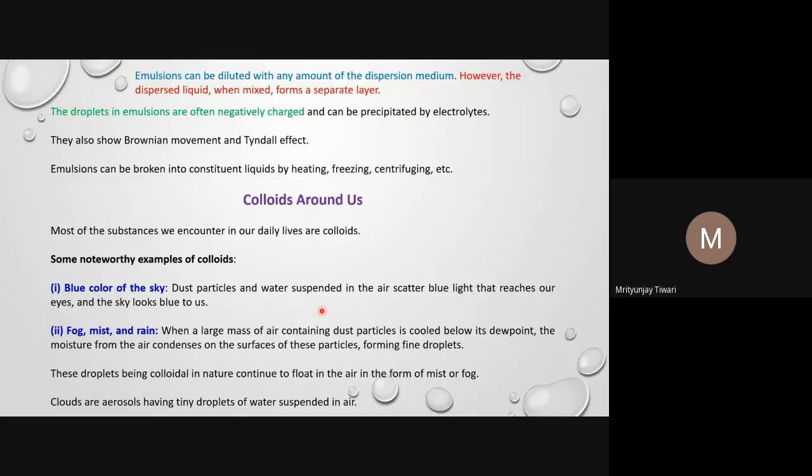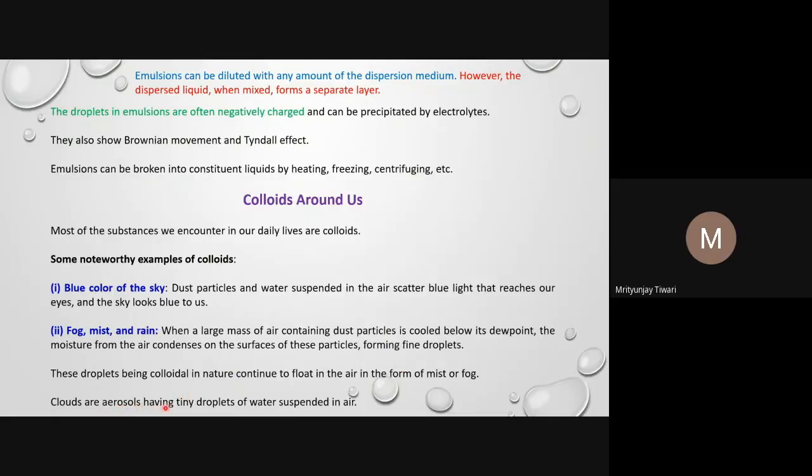Fog, mist, and rain are also colloidal particles. When a large mass of air containing dust particles is cooled below its dew point, the moisture from the air condenses on the surface of these particles, forming fine droplets. This is the mechanism for the formation of fog or mist. These droplets, being colloidal in nature, continue to float in air in the form of mist or fog.